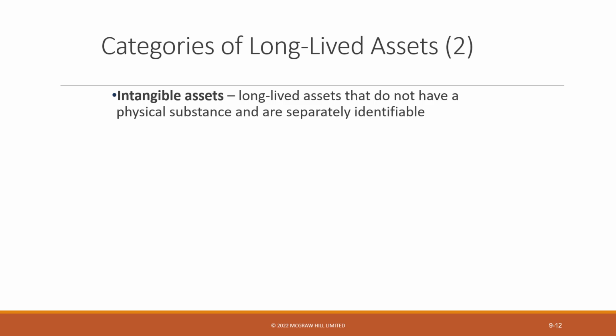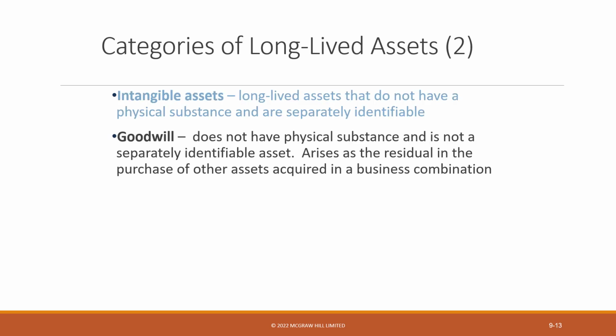Note that intangible assets must be separately identifiable. What does that mean? It means that the entity can separate the intangible assets from all the other assets that they own, and that the intangible asset can be sold, such as selling a patent or a trade name. The last category is goodwill. Goodwill is an unidentifiable asset, meaning that it can't be physically separated from the entity's other assets. Goodwill is created when one entity purchases another entity for more than the fair value of the net assets.